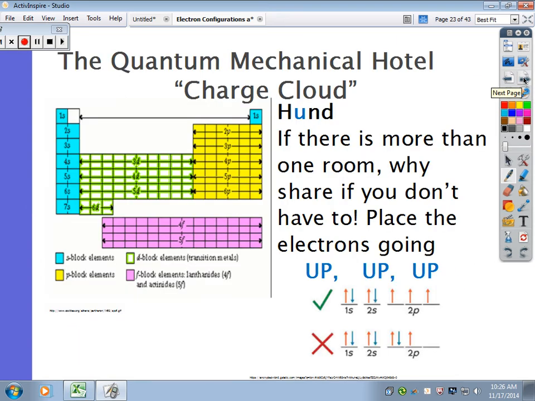Now, let's go ahead and skip to Hund. Hund says if you're going to go ahead and put electrons into rooms, when you're in the P block, if you don't have to share, then you don't. So let me show you what I mean with that.